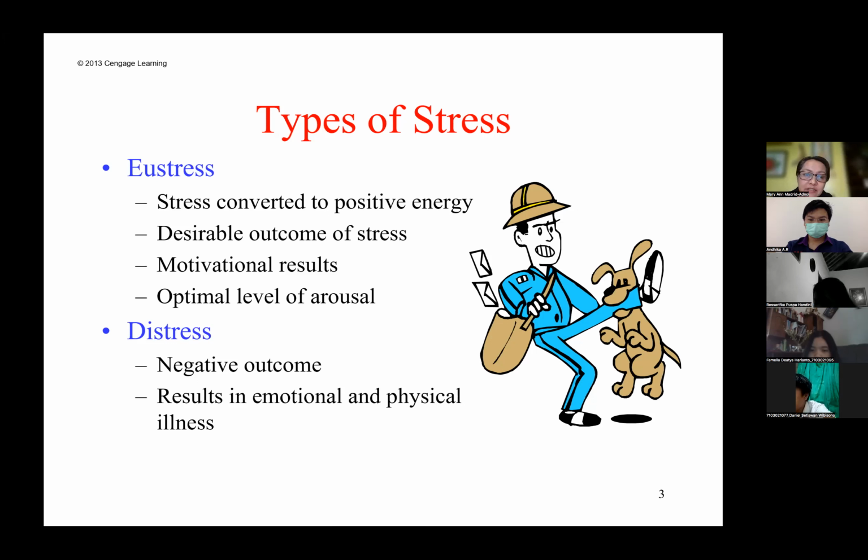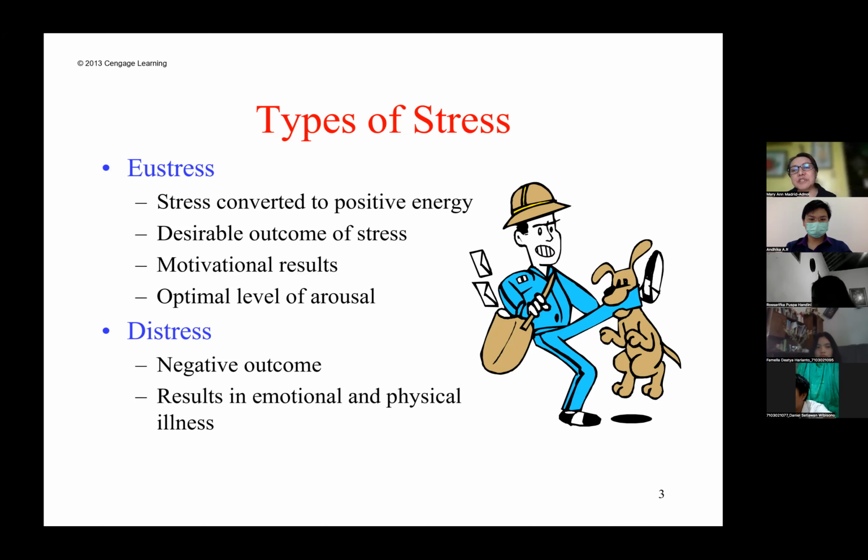If one is productive, then that's a good thing because it is a positive outcome. Take note, however, that eustress is only considered positive when the level of motivation that is encouraged in the person is optimal or of moderate level only. For example, I am experiencing stress. Because of this, I am moderately motivated to do tasks, then it will make me more productive.